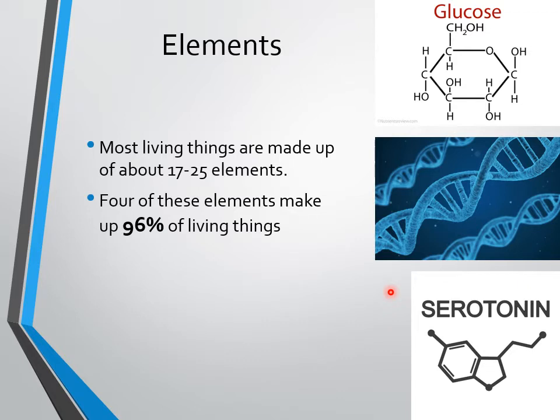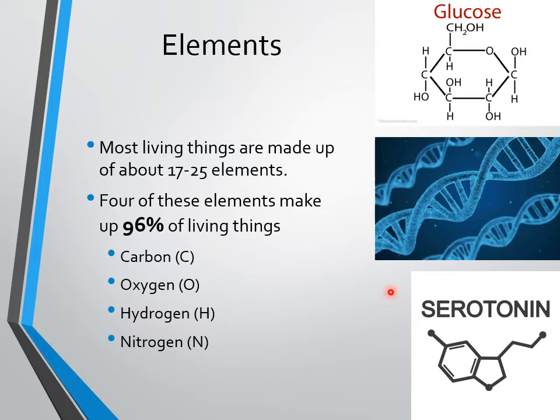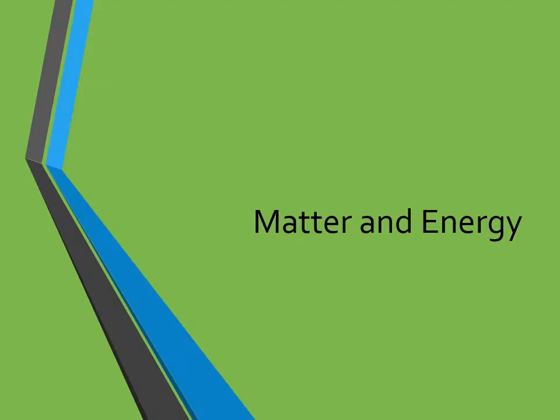Four of these elements make up 96% of all living things. Like I've been saying, carbon, oxygen, hydrogen, and nitrogen. A lot of times we get into phosphorus. It's not as abundant in your body, but like I said, it does make up the backbone of DNA.